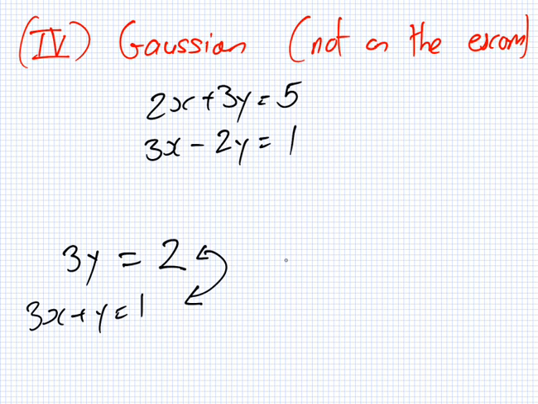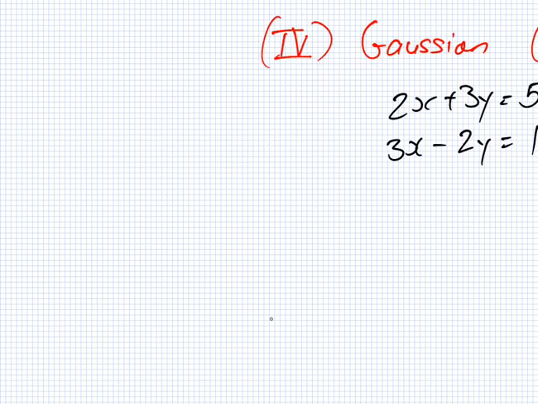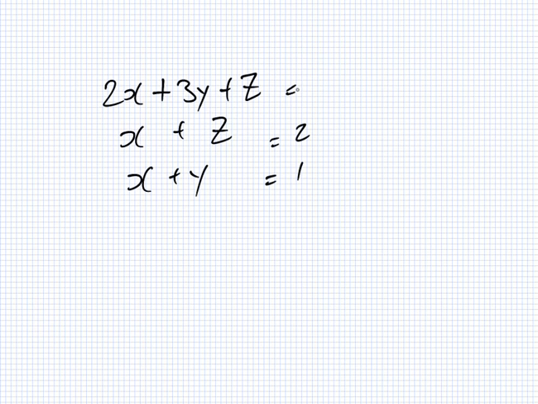2x plus 3y equals 5, and then 3x minus 2y equals 1. So in the elimination method, what you try to do is you make either the x's the same or you make the y's the same. So here it's a 2 and a 3, or here's a 3 and a 2. So it doesn't really matter.